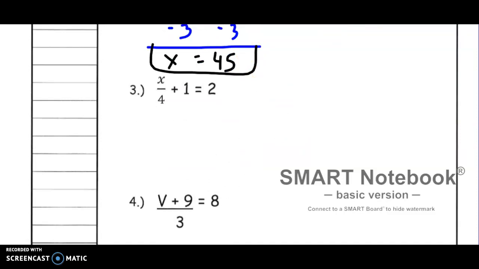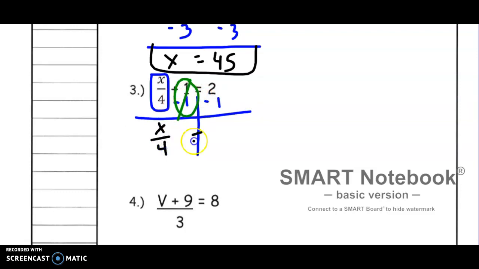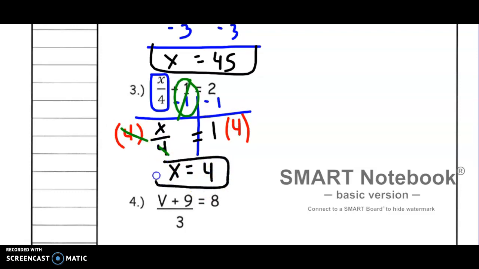Example 3. Draw my wall, box my variable term, subtract 1 from both sides. I want to do that because I want to eliminate and get my variable alone. So I have x over 4 equals 1. Now, just like we've been doing, once the variable term is alone, undo this fraction by multiplying by the denominator. 4 over 4 cancels, and I get x equals 4. That's my answer.